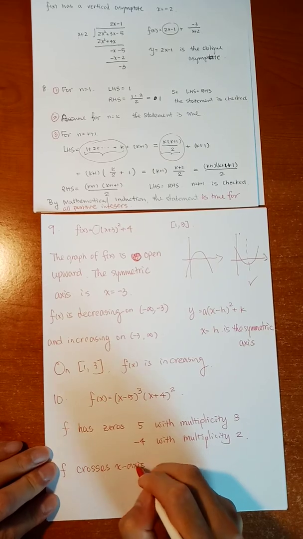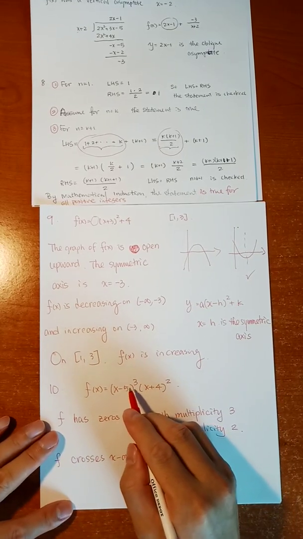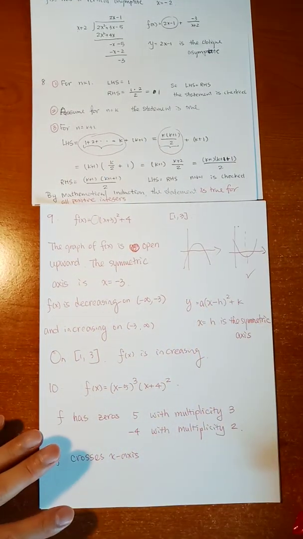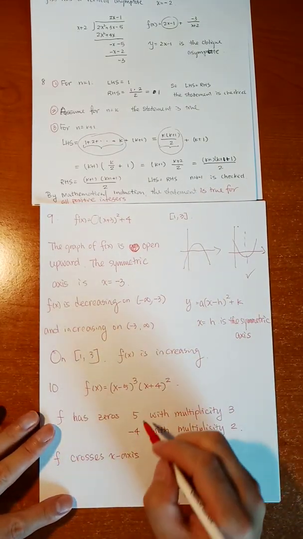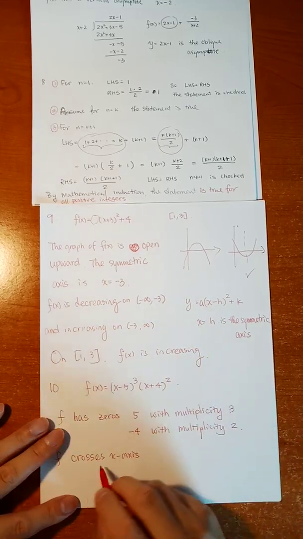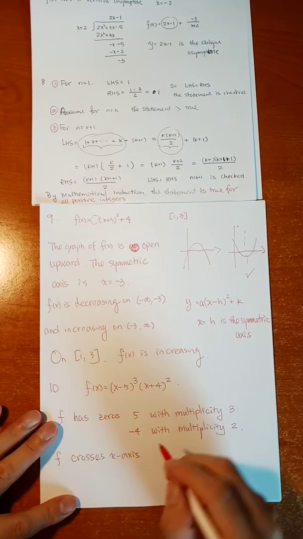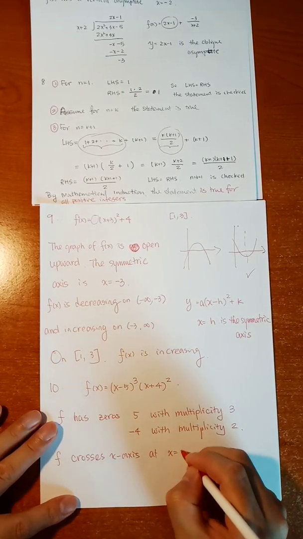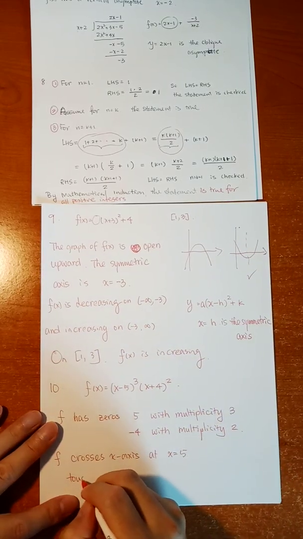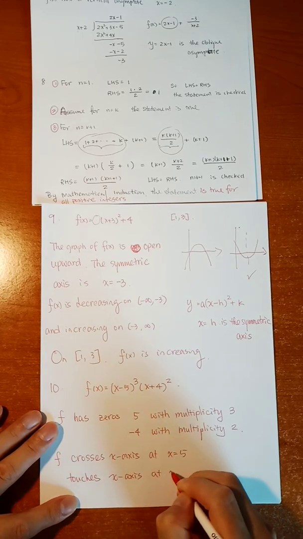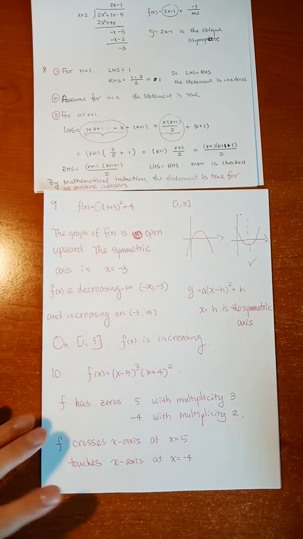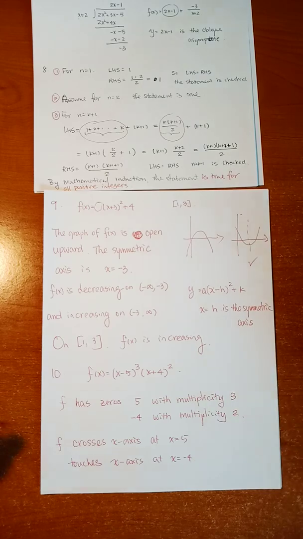When the multiplicity is odd, the graph will cross the x-axis. When the multiplicity is even, the graph will touch the x-axis. So f crosses the x-axis at x equal to 5, touches the x-axis at x equal to -4. That's it, that is the explanation about the answer for problem 10.